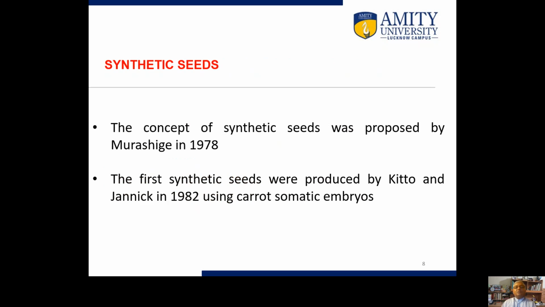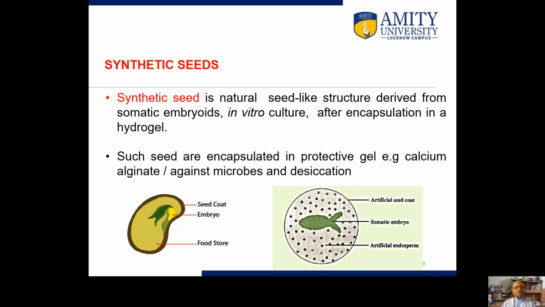Now, the concept of the synthetic seed was proposed by Murashige in 1978. The first synthetic seed was produced by Kitto and Janick in 1982 using carrot somatic embryos. Here, in this picture, you can see a normal seed, natural seed, and synthetic seed. The synthetic seed is a natural seed-like structure derived from somatic embryos in in vitro culture after encapsulation in hydrogel.